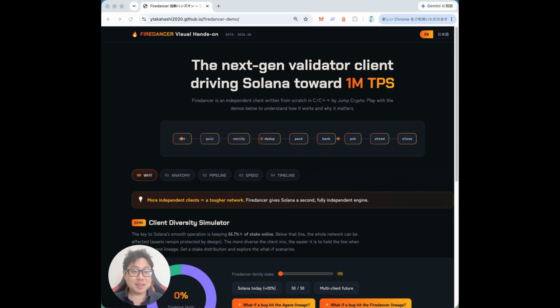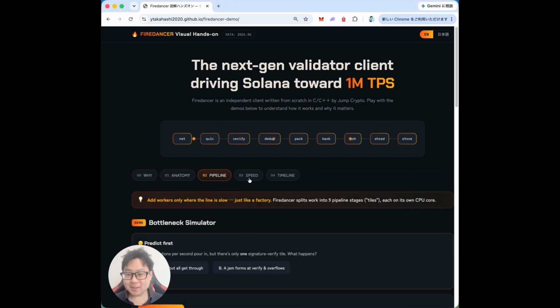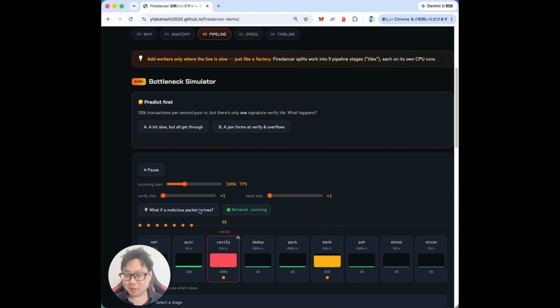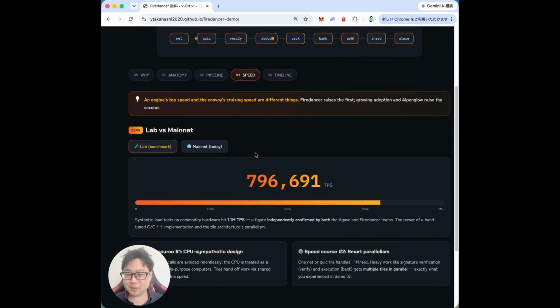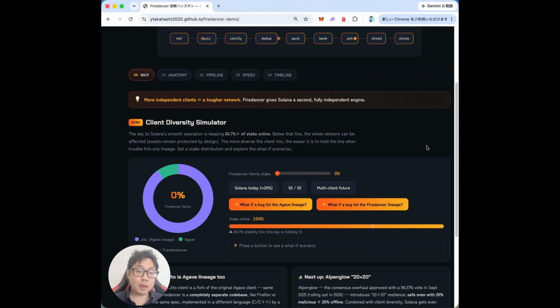Today I'll be using this demo to walk you through Firedancer: its anatomy, pipeline, speed, and timeline. Firedancer is Solana's new validator client, and it's live on mainnet right now.